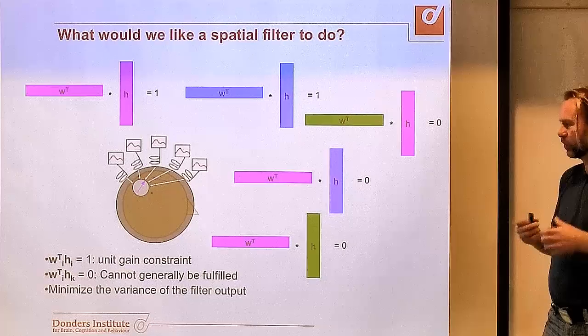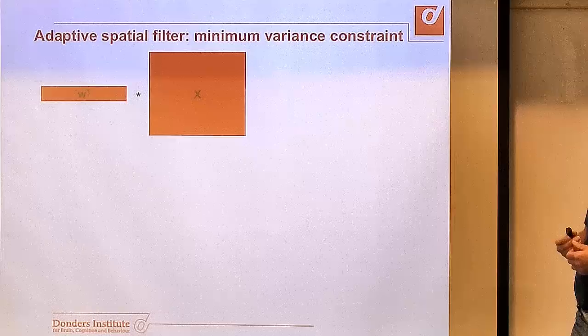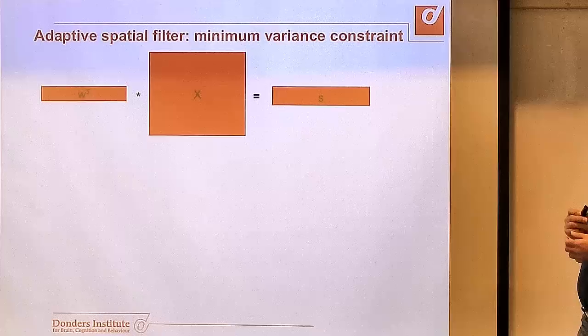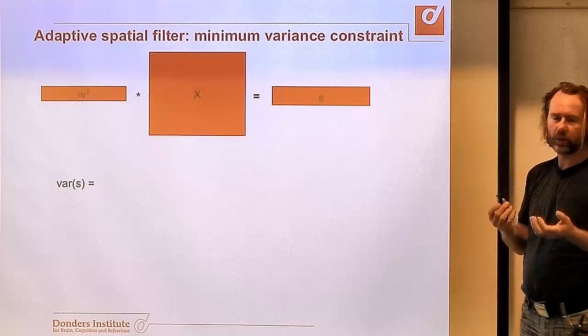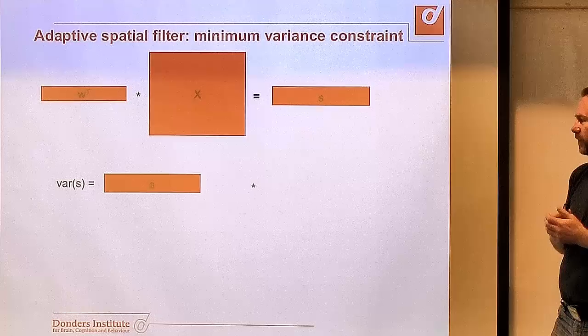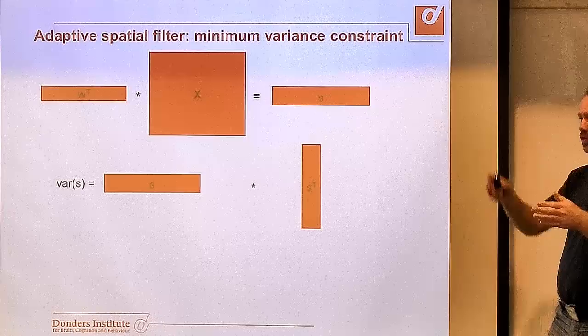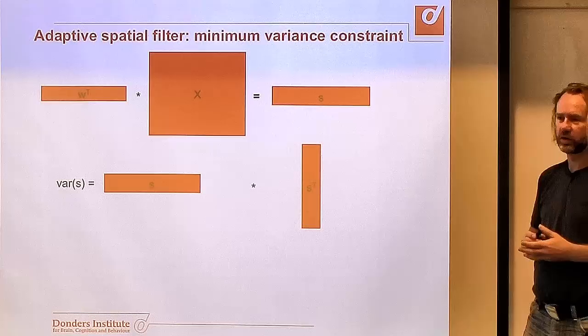So we're going to compute a filter that minimizes the variance. Let's look at this in more detail. What we have is the spatial filter times the data is our source. And if we look at the variance of the source, the power that is contained within the source, the variance is just the time series of the source times the time series transposed. It's just the sum of the squared elements of this vector. I should divide by n, but this is good enough for now.